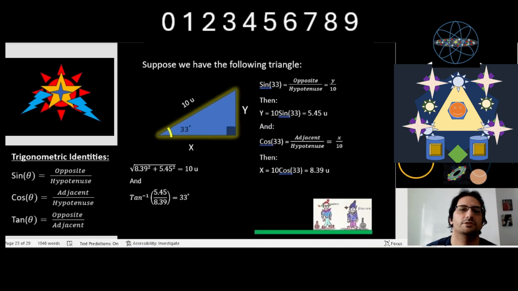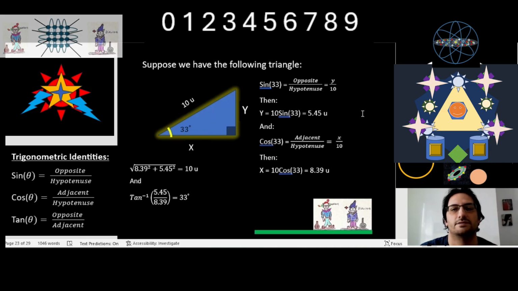Suppose we have the following triangle where we know the hypotenuse to be 10 units, and the theta angle is 33 degrees, and here we've got y and here we've got x. Sine of 33 degrees will give us the opposite over the hypotenuse. Well, we do know the hypotenuse is 10. We just don't know what the opposite side is. But you can rearrange this equation by bringing the 10 over next to the sine, so y equals 10 times sin of 33, which gives you 5.45 units.